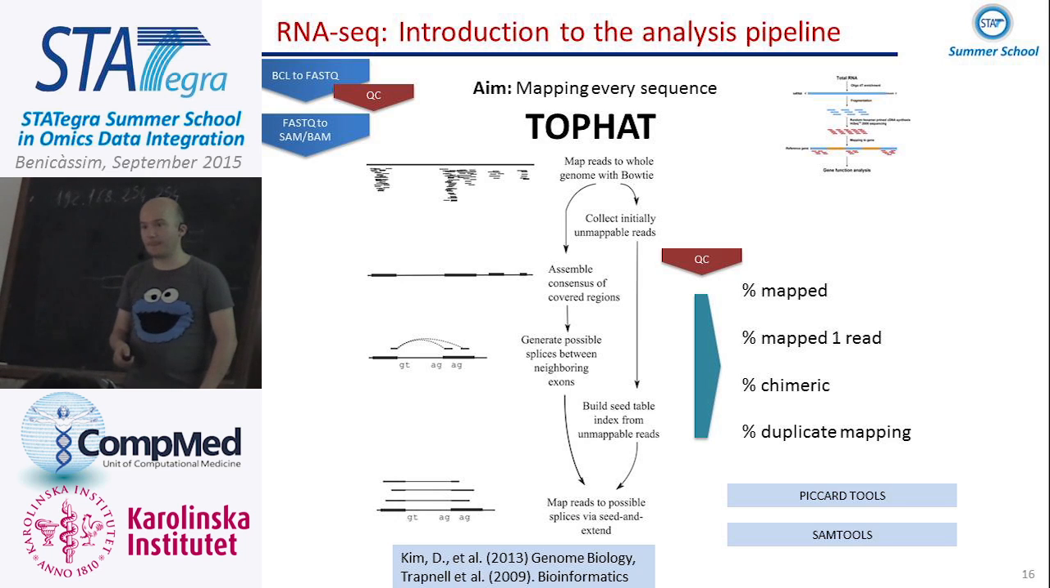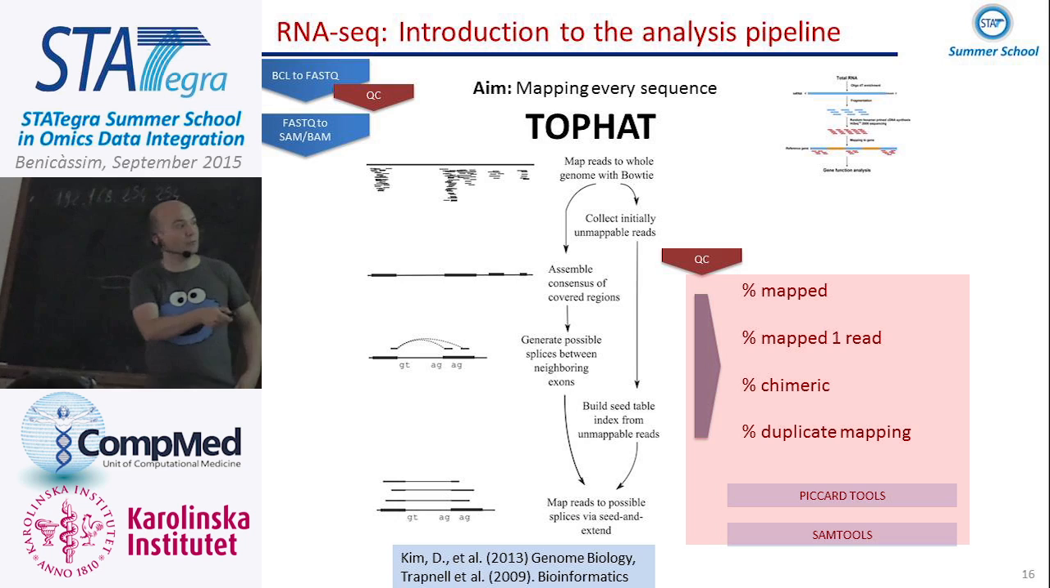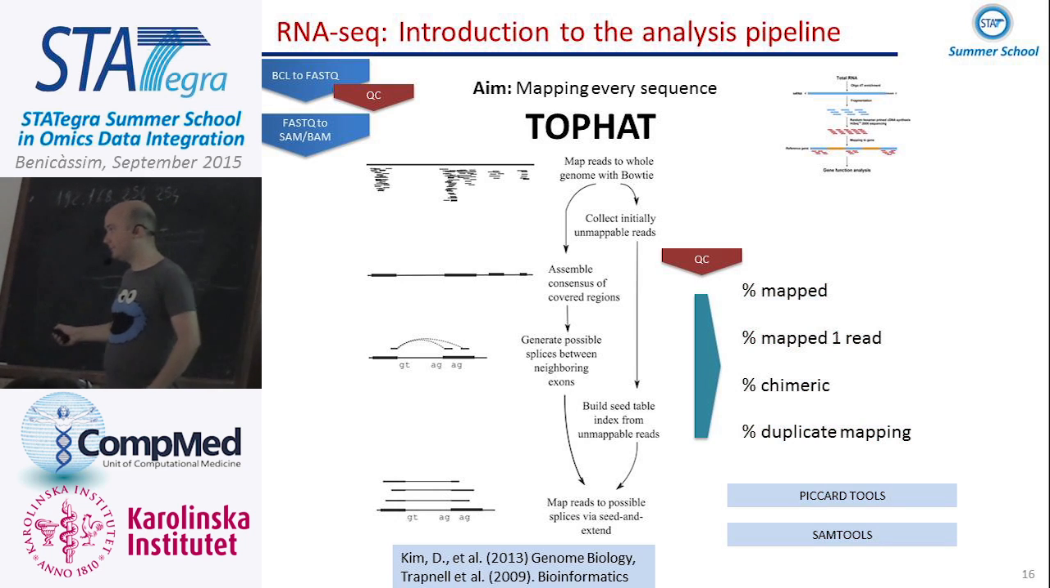Here, it may map to 1 chromosome and to another chromosome. If we think about, for instance, Hi-C data or chromatin conformation data, these are the ones that could be quite interesting because they show interchromosomal relations. But in RNA-seq, this is something that we don't want, and we need to take them out.